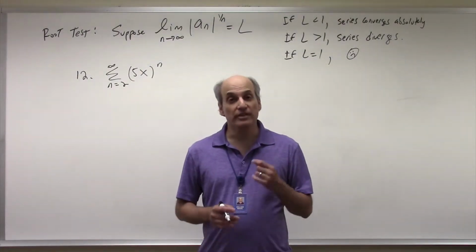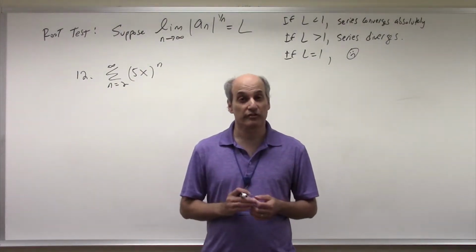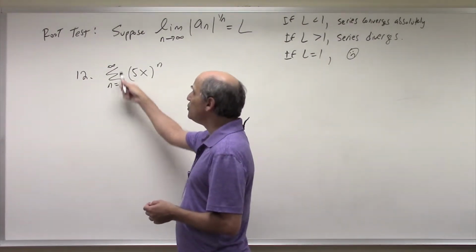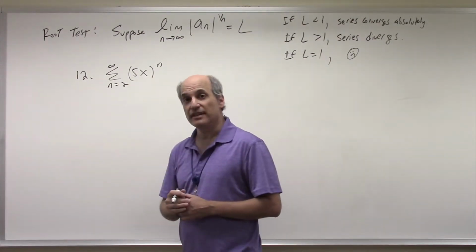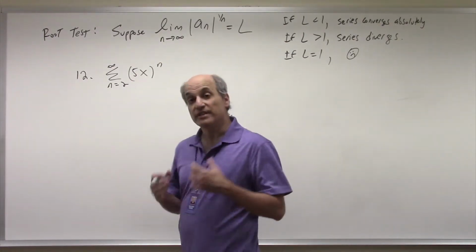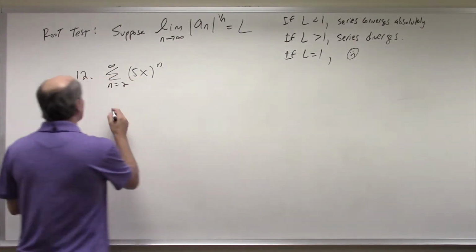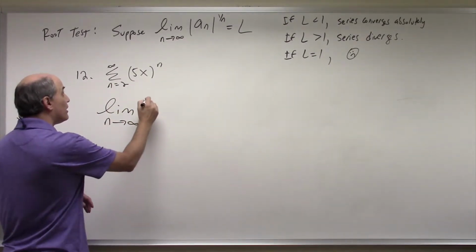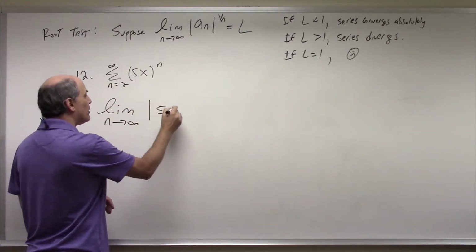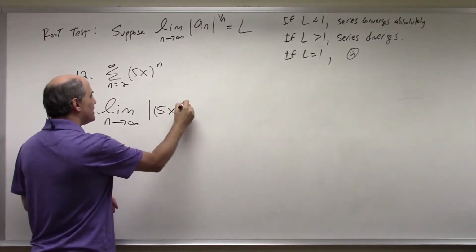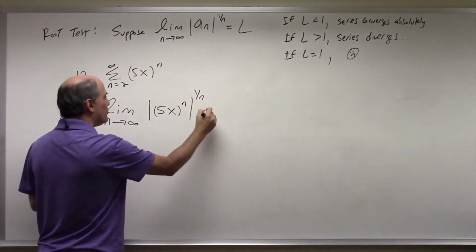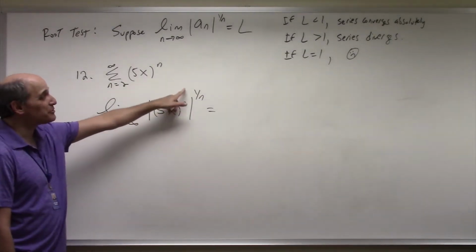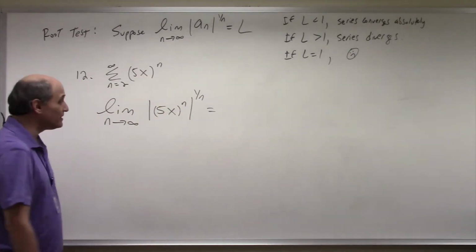All right, let's do another example of finding the interval of convergence for a power series. This is the sum from 2 to infinity of 5x to the n power. So once again, we will use the root test. We'll find the limit as n approaches infinity of the absolute value of 5x to the n power raised to the 1 over n power. And once again, n times 1 over n just gives you 1.